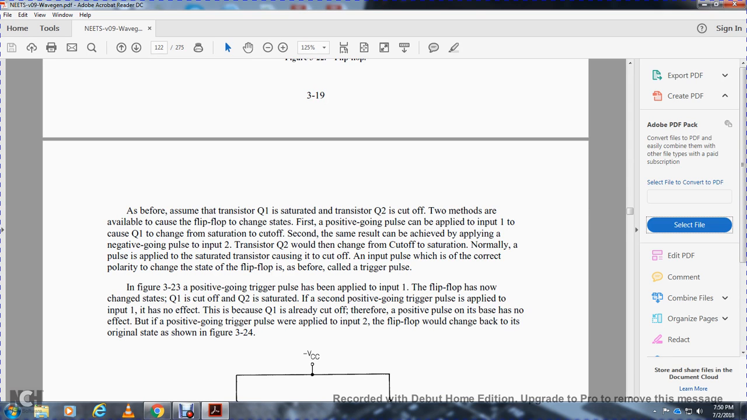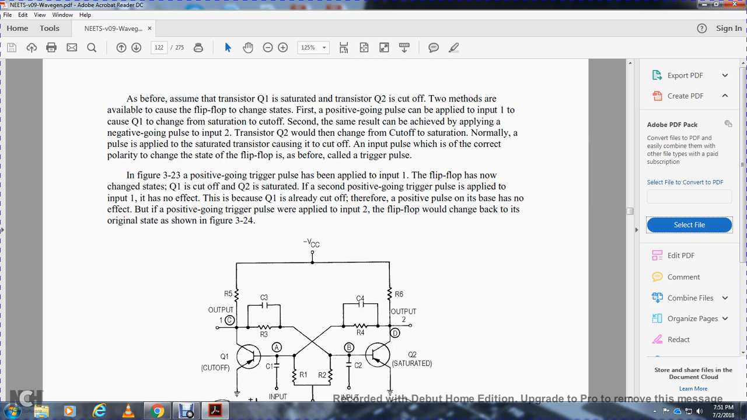Normally, a pulse applied to a saturated transistor is ignored, but a pulse of the correct polarity that changes the state of the flip-flop is called a trigger pulse. Figure 3-23 shows a positive-going trigger pulse that has been applied to input 1.